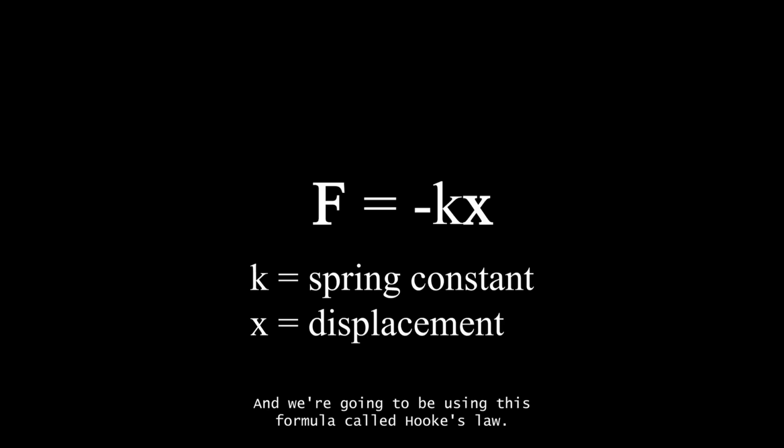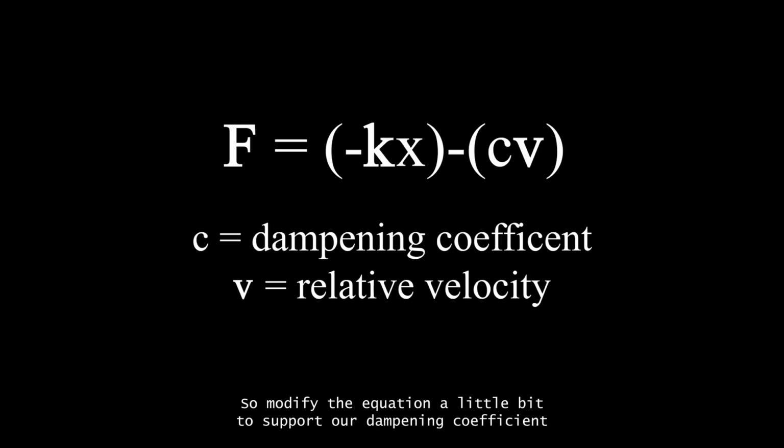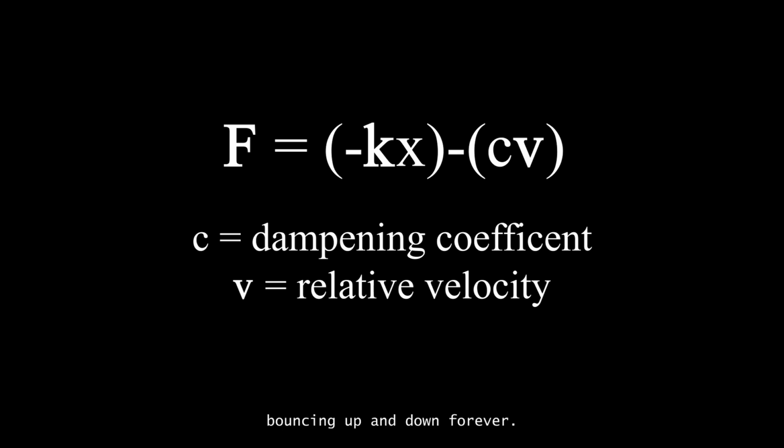So the first thing that we need for our wheels is suspension. And we're going to be using this formula called Hooke's Law. Hooke's Law is F equals Kx, where K is the spring constant and x is the displacement from the spring's origin. We can use this to calculate our car suspension. We'll modify the equation a little bit to support our dampening coefficient and relative velocity. This will dampen the spring so it doesn't keep on bouncing up and down forever.